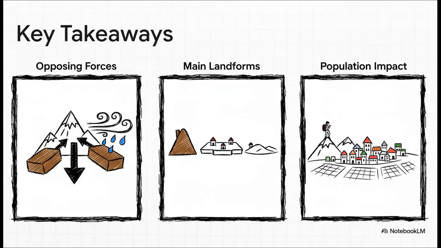So, to wrap it all up, if you remember nothing else, remember these 3 crucial points. Number 1, landforms are shaped by that constant push and pull between internal forces building up and external forces wearing down. 2, mountains, plateaus, and plains are all totally distinct, with their own ways of forming and their own unique uses. And 3, the type of landform directly shapes where we live and what we do. It's as simple as that.